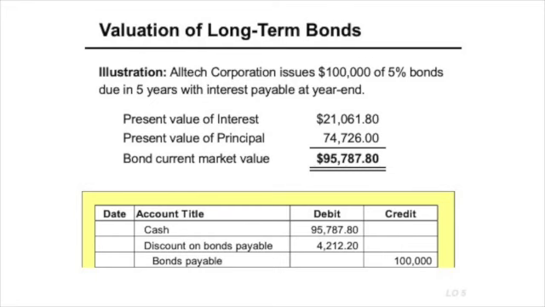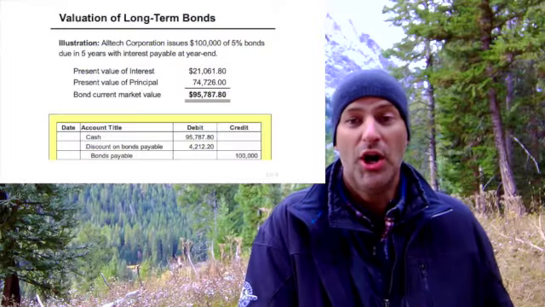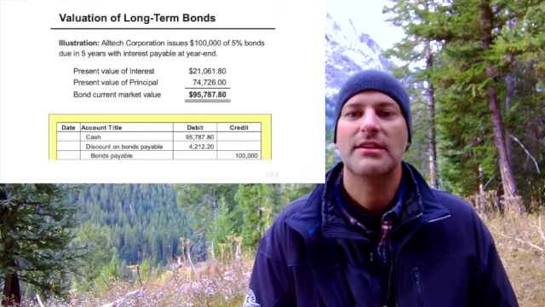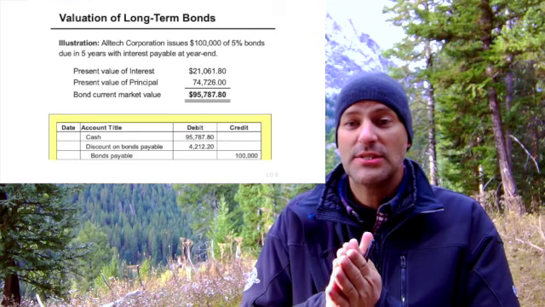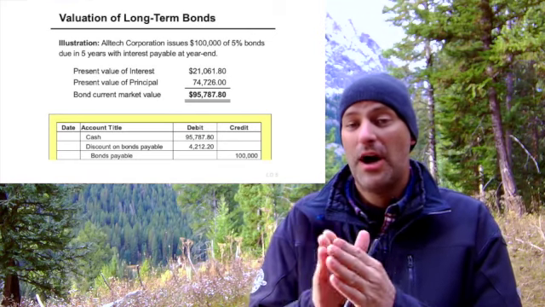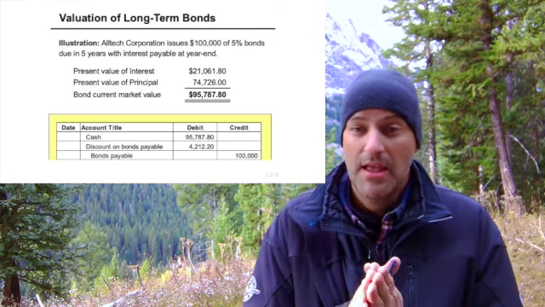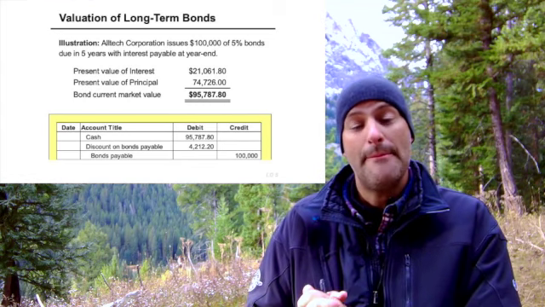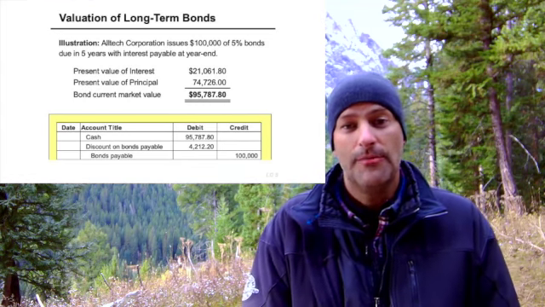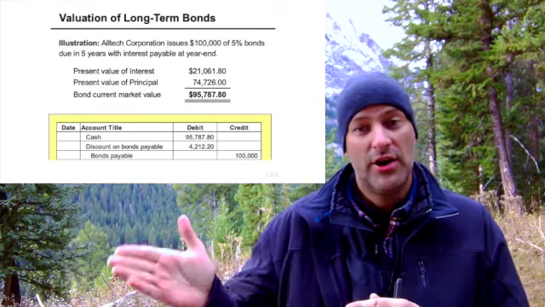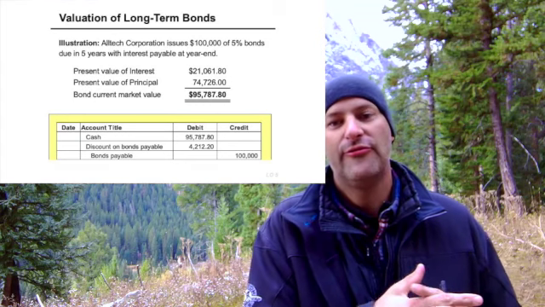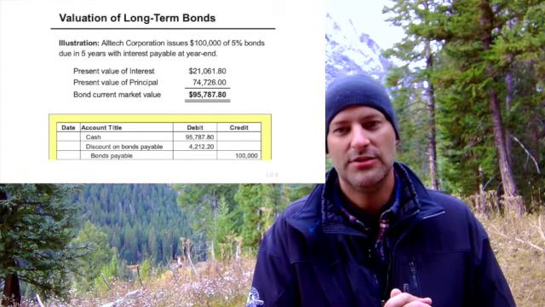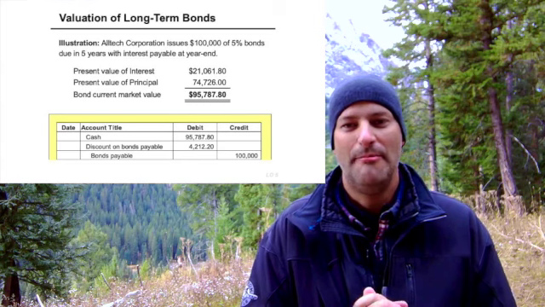So, getting back to journal entries, the journal entry to record the issuance of this bond: the company is receiving cash of $95,787. The market bought it for what it's worth today, which was $95,787. Now, the difference between that and the face amount: the bonds payable is $100,000, so we are going to record bonds payable for a credit of $100,000, but then we're going to apply a discount to that, which is a debit for $4,212. Now our equation balances.